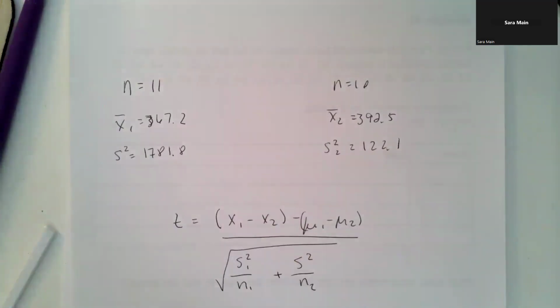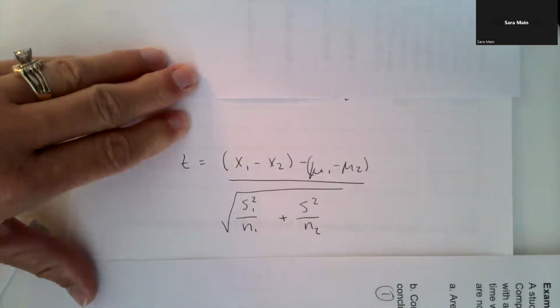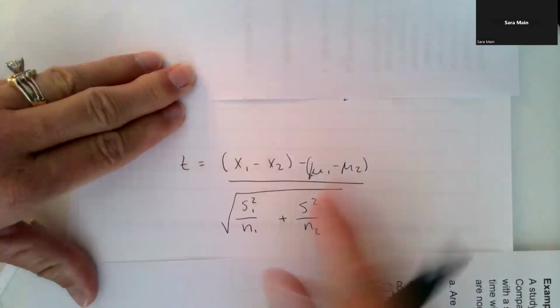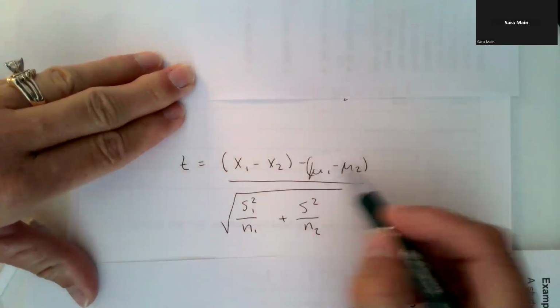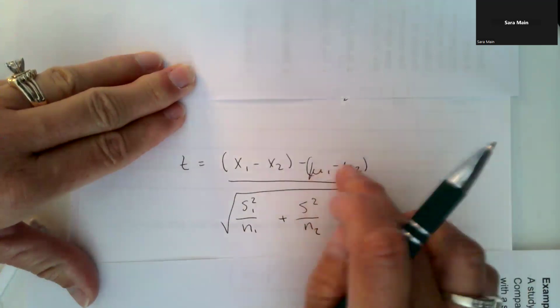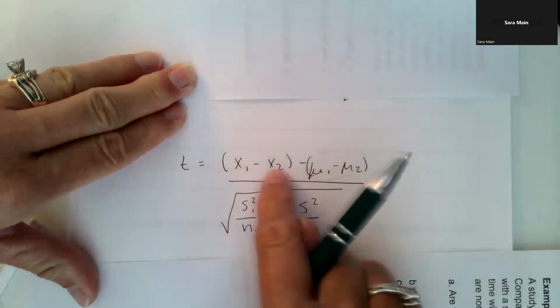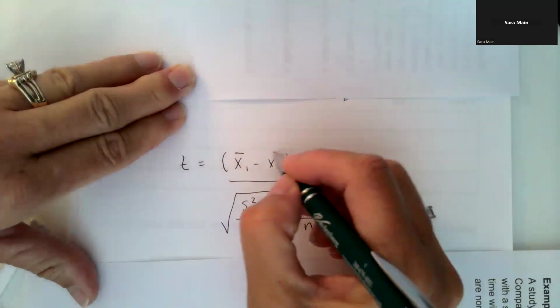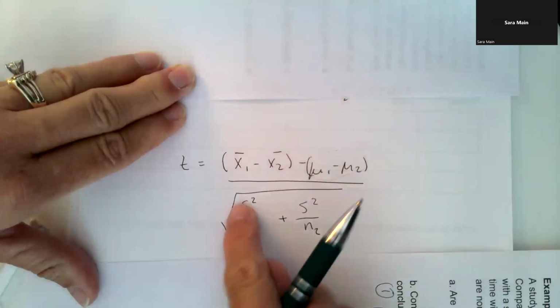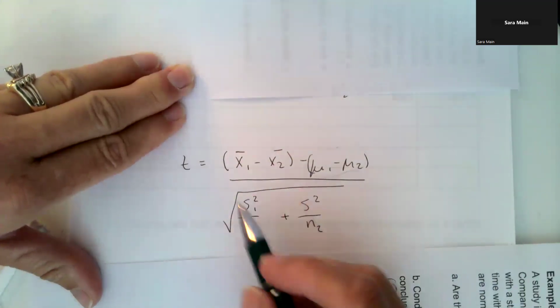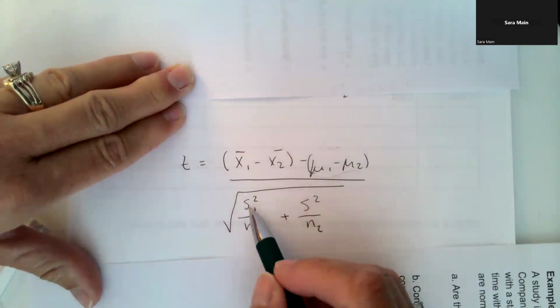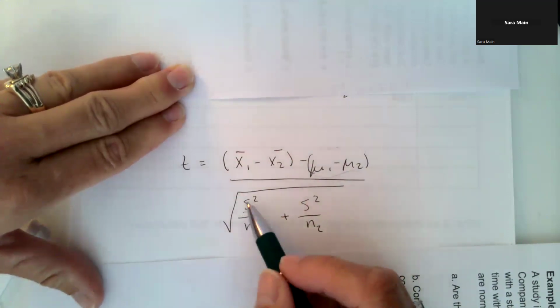I don't want you to look at this other stuff. This is the test statistic. It's hard to read in the notes, so I want you to write this down. This part right here is usually going to be 0 because we're assuming that there's no difference. And so we really just want the sample mean difference, and then divided by the square root of the variance of sample 1 or the standard deviation squared.